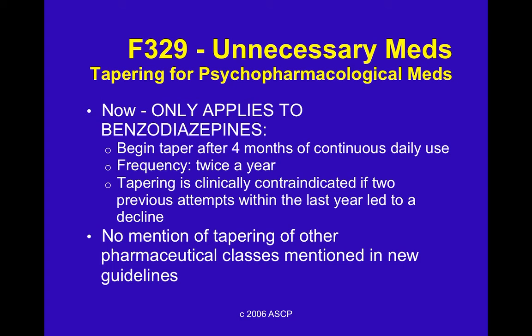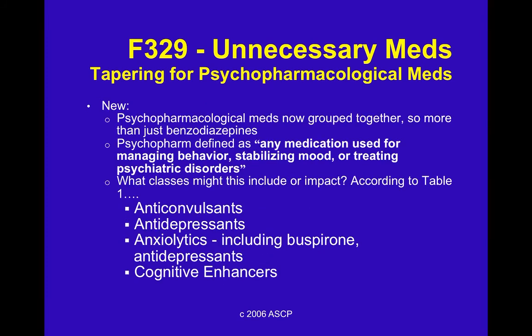All right? And there hasn't been any mention of tapering other pharmaceutical classes that sometimes get used for anxiety, like buspirone. Sometimes you see Lamictal used in anxiety and behavior, or topiramate. But use your good judgment: once again, if it falls in the unnecessary med category, we want to look at whether there are any adverse consequences going on, and should we do a dose reduction?